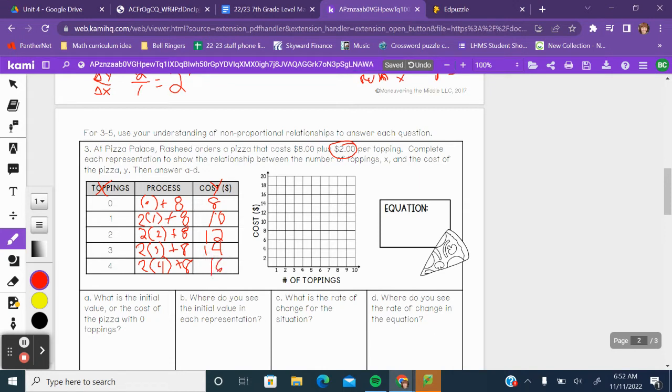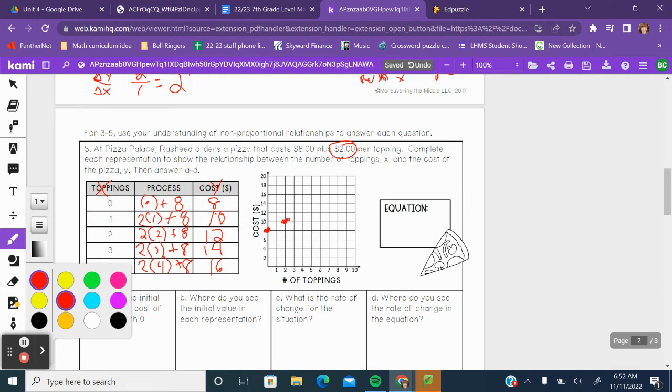Okay. So now I'm going to graph that. And this is what that graph looks like. 0 toppings. I still pay $8. Oops. What happened? It went off. Okay, 0 toppings. I still pay $8 for the pizza. So there we are. 2 toppings. I'm now going to pay $10 for the pizza.